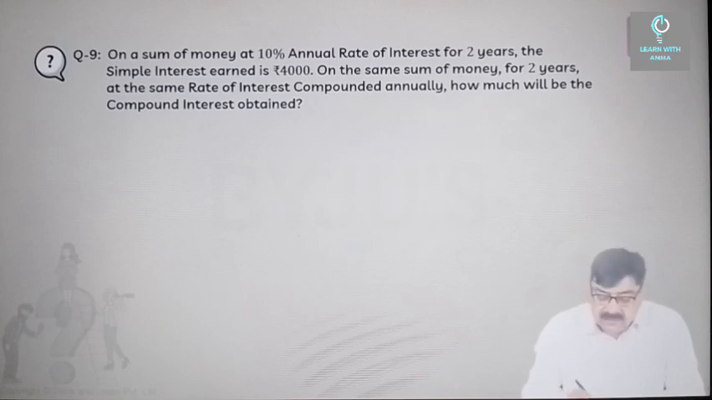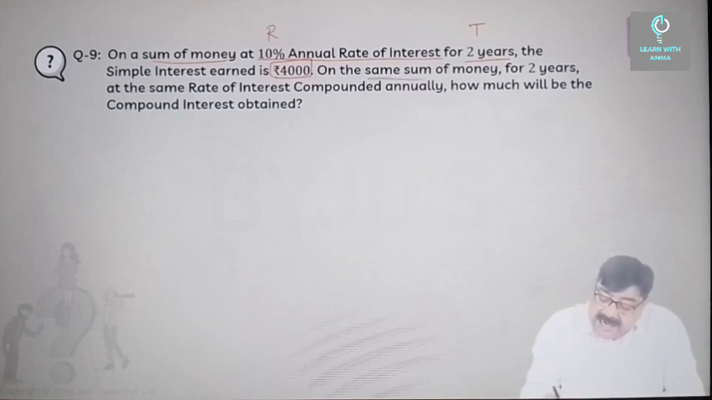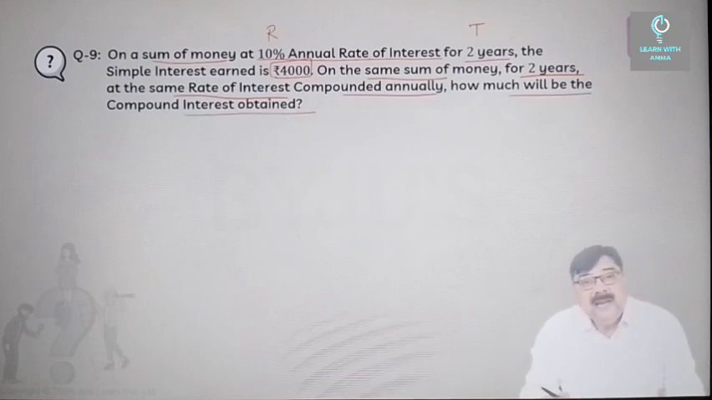Next question: on a sum of money at 10% annual rate of interest, so R is given to us, for 2 years, so T is mentioned, the simple interest earned is rupees 4,000. So simple interest is also given to us here. On the same sum of money for 2 years, at the same rate of interest, compounded annually, how much will be the compound interest obtained?